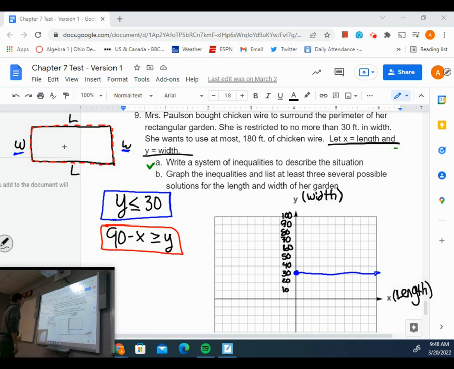Now our next step here is we need to graph our other inequality. Well, again, I notice my y-intercept is 90, so I'll put a dot there. And then we kind of run into a problem. And you go, what's the problem?